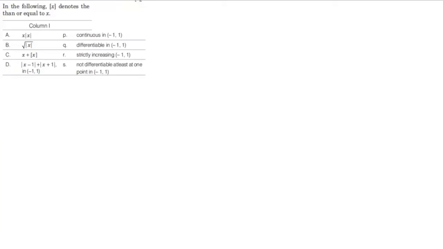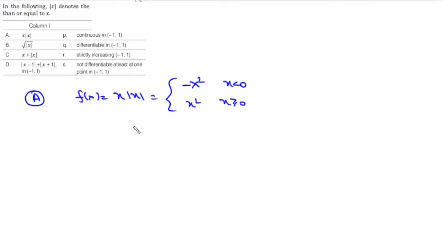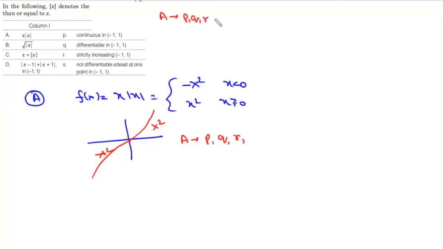Now here the question. We are given some functions A, B, C, D, and we have to match them with P, Q, R and S. Now in this A, we have this function f(x) as x into mod x. Now we can write this as minus x square when x is less than 0, and plus x square when x is greater than or equal to 0. Now we can draw its graph also. This is minus x square, and here it is plus x square. Now this A matches: it is continuous in minus 1 to 1, it is differentiable, it is strictly increasing. So A matches with P, Q and R.